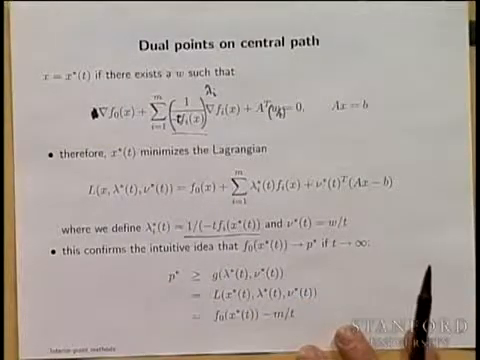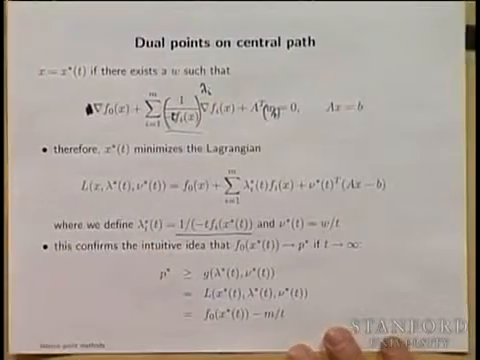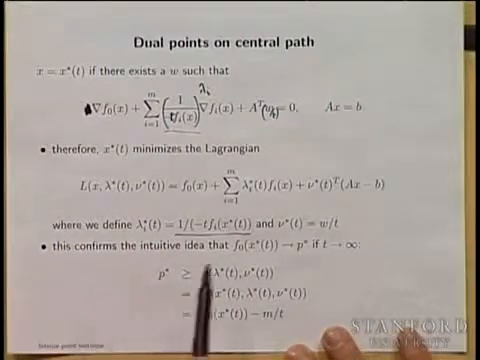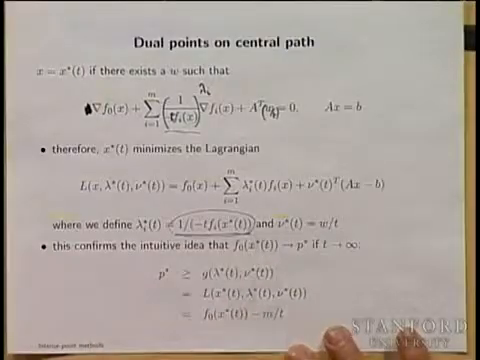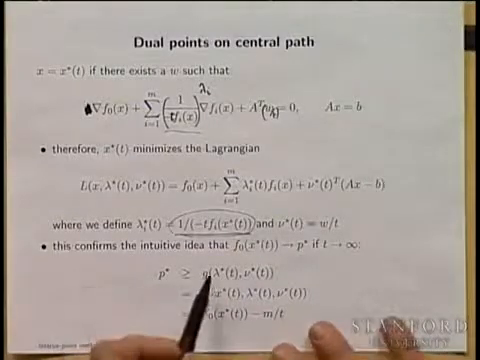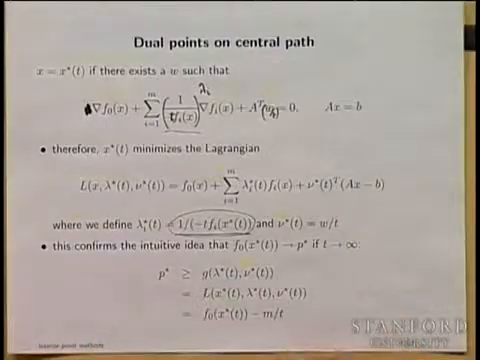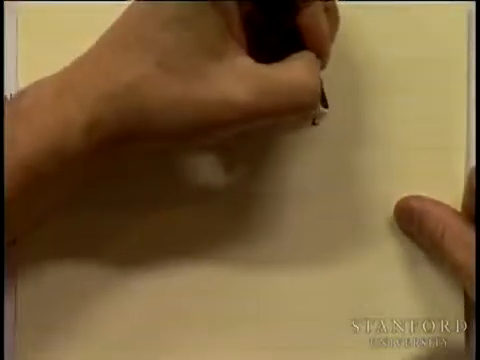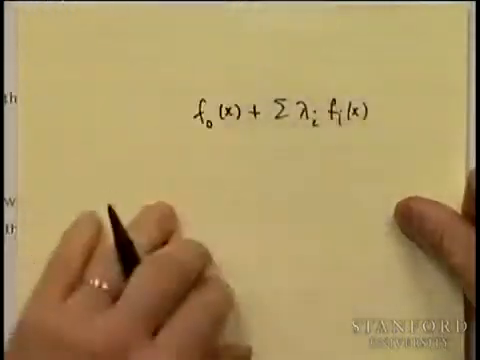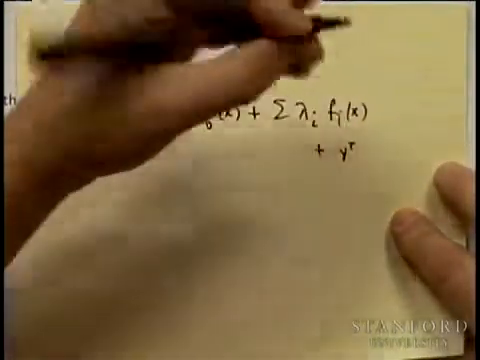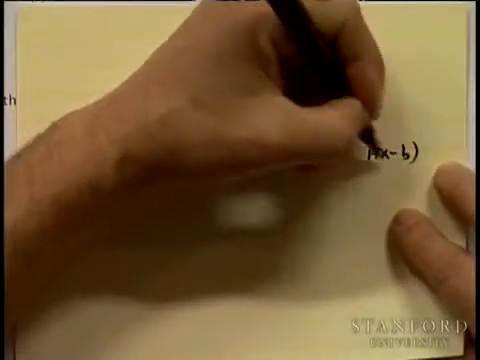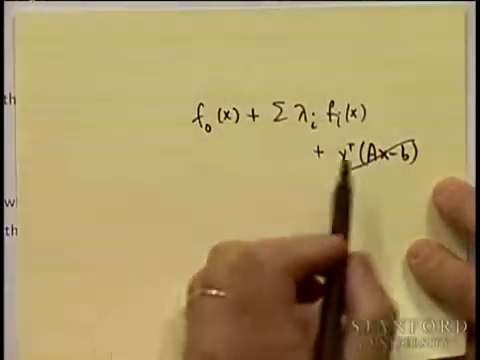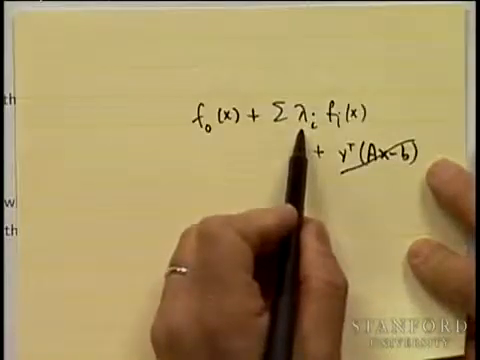And then, of course, with a dual feasible point, you want to evaluate g, the dual function at that point. You work that out. I'm going to plug in this lambda into g. Now, g is nothing but f0 of x plus the sum of lambda i fi of x. And then it's plus nu transpose (Ax minus b), but that's going to be 0. So I'm just going to plug in the lambda I found.